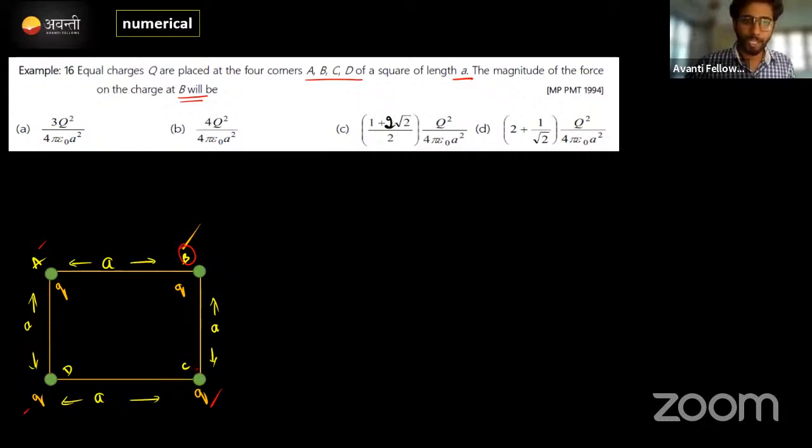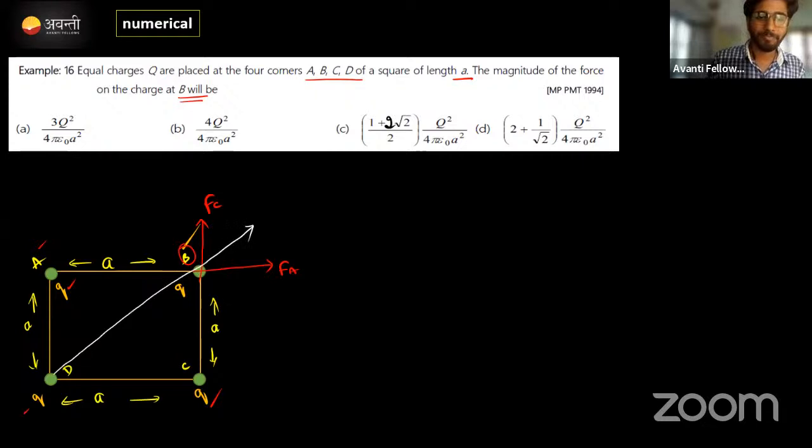Okay. Due to C, the force will be acting along this direction. That's why I will write this one as FC, force due to C. Due to A, the force will be acting along this direction. That is FA. Correct now? Due to a charge Q placed at A, the force will be acting in this direction on this charge. And one more charge is there, D. The force which will be acting on this Q charge in this direction, here I will write FD.